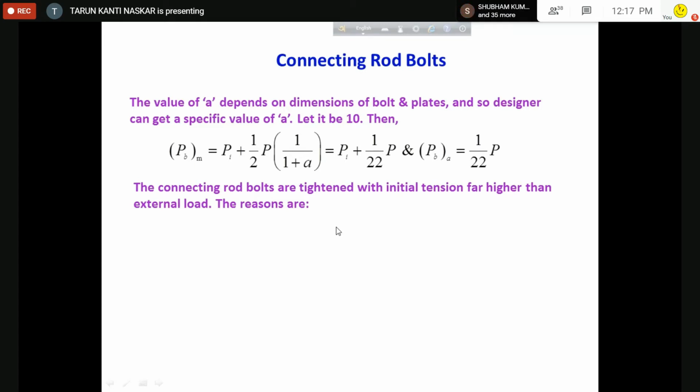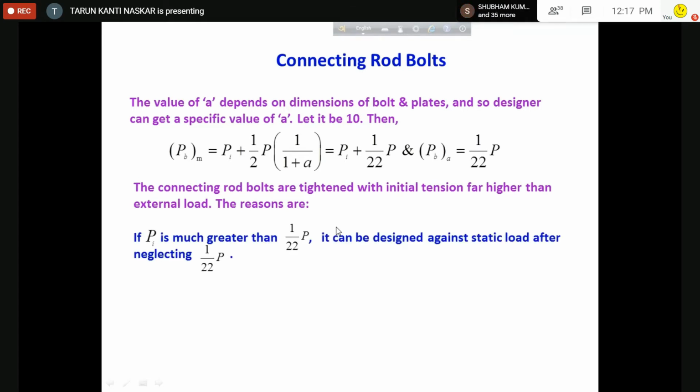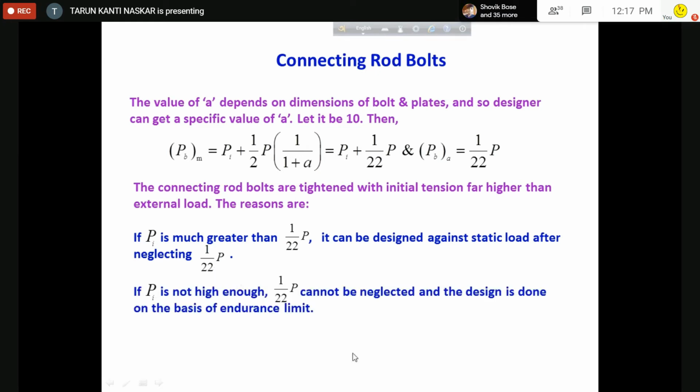The reasons are, you just look at, if Pi is much greater than 1 by 22P, what will happen? It can be designed against static load after neglecting 1 by 22P. That is, if Pi is very much greater than 1 by 22P, then it can be designed against static load after neglecting 1 by 22P. And if Pi is not high enough, then 1 by 22P cannot be neglected and the design is done on the basis of endurance limit.